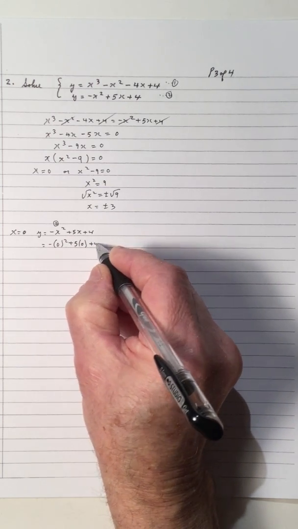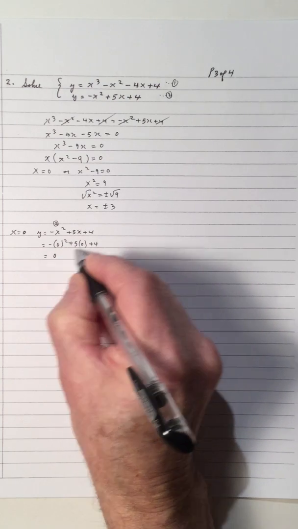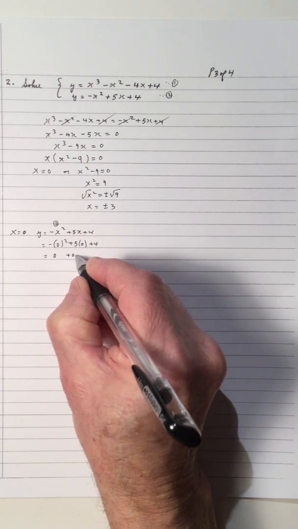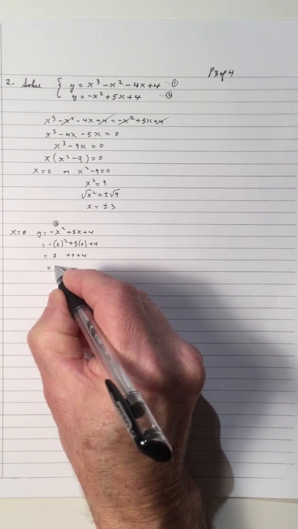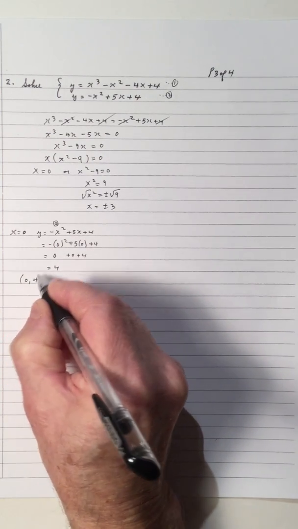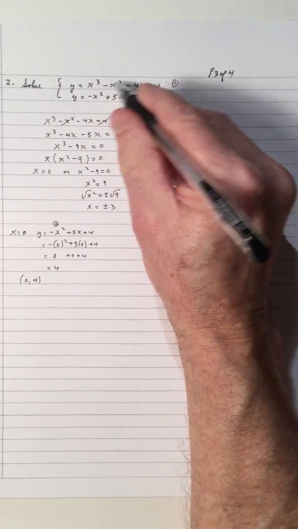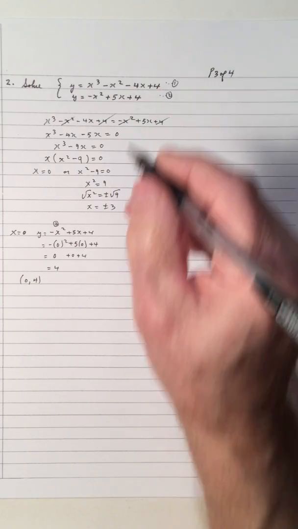for x. And you work out each term. 0 squared is 0, negative of 0 is 0. 5 times 0 is 0, plus 4. So that works out to be 4, so 0 gives me a 4. So (0, 4) is the point of intersection of the cubic and the parabola.